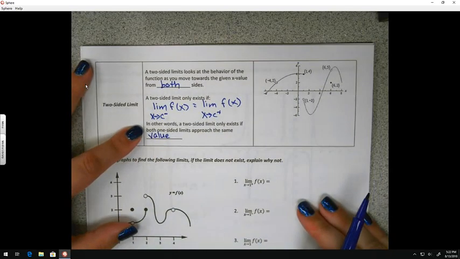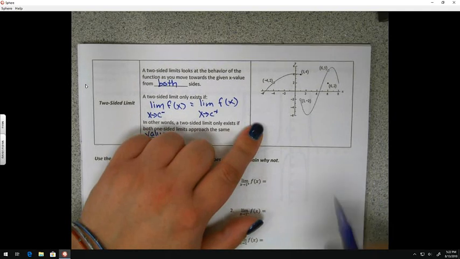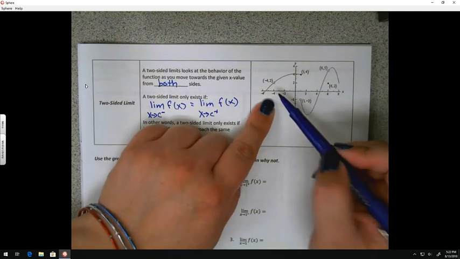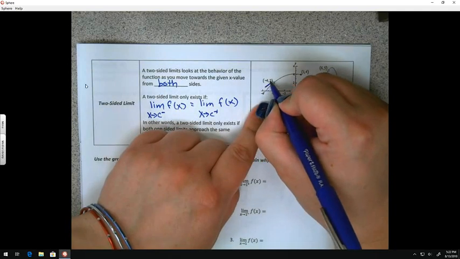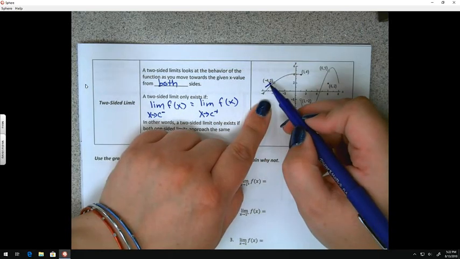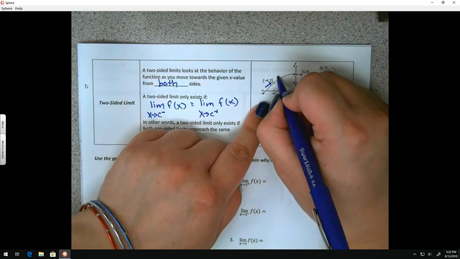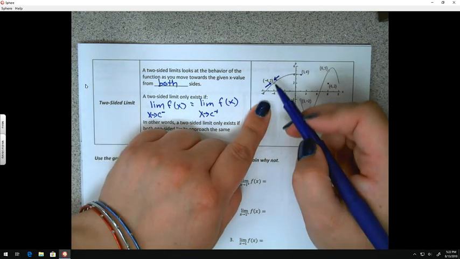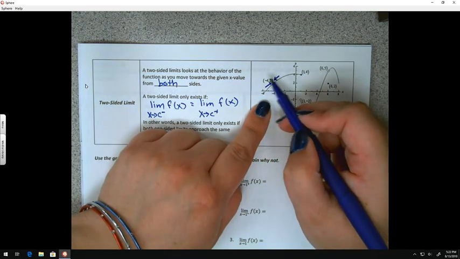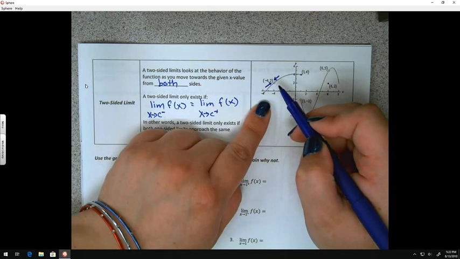All right, so if we were to look at this graph over here, if I wanted to pick -4, from the left side, my function is approaching 2. From the right side, it's also approaching 2, which means that overall limit does in fact exist.